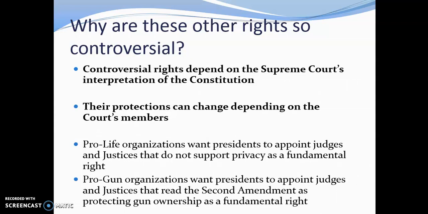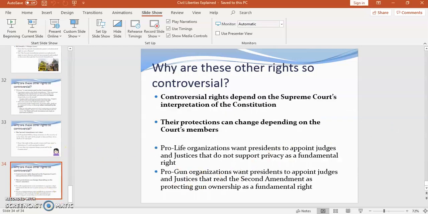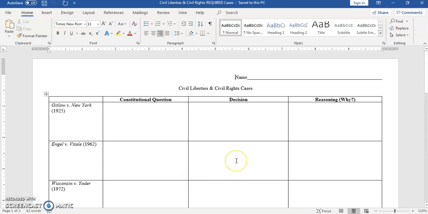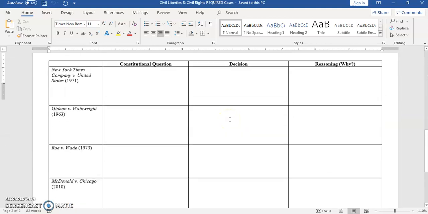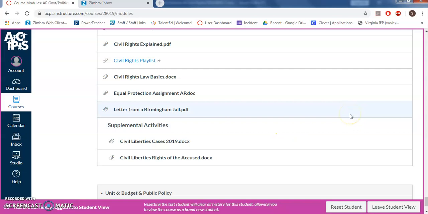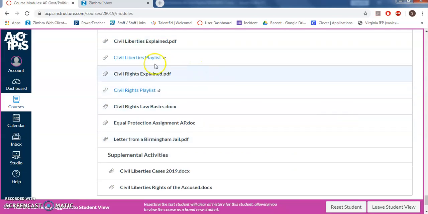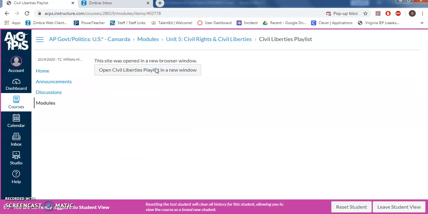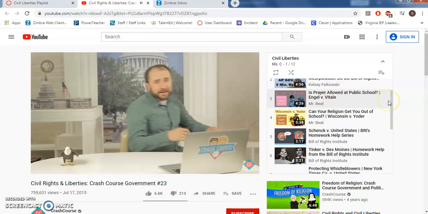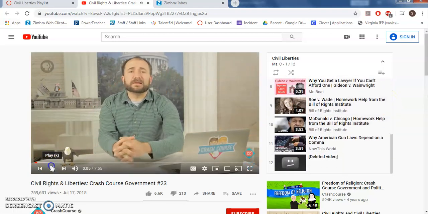So making your way through the case organizer, we've gone through all of the important cases that are part of or required by the AP exam relating to civil liberties and civil rights. So hopefully you followed along and completed this organizer. And if you need any more help, go to Canvas and click on the Civil Liberties playlist, and that will take you to a few videos that I posted, a playlist I made relating to a bunch of different issues.